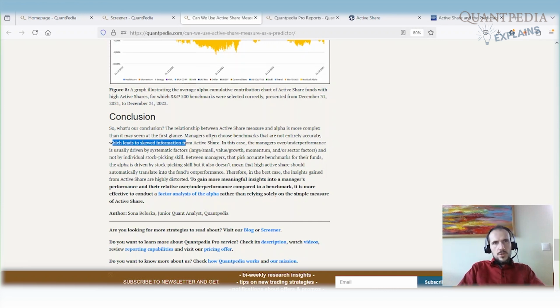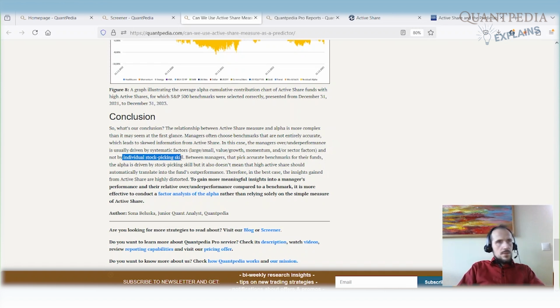So we cannot use the active share at all as a predictor of outperformance or underperformance, because managers can select their benchmark as they want, and some of them like to select the wrong benchmark, so they are not buying the stocks from the benchmark. They have a completely different portfolio than the benchmark has, and they have a high active share, but in this case the manager's over or underperformance is driven by systematic factors, so large cap, small cap, value, growth, momentum, or sector factors, and not by individual stock picking skill.